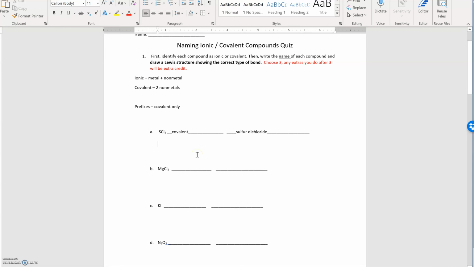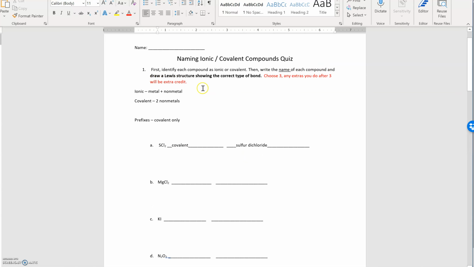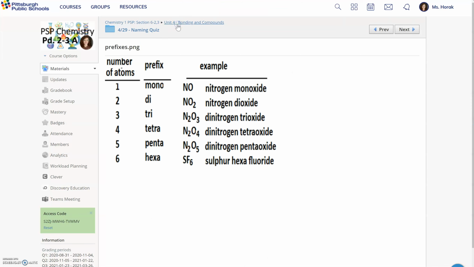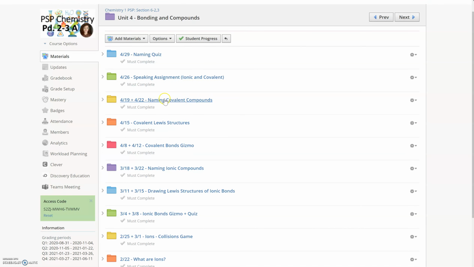I'm going to show you guys how to do Lewis structures. I'm going to do another example that's ionic too, and show you the Lewis structures for both. I want to point out I'm using this quiz as my example, but the naming part will also help you if you need to make up the assignment naming covalent compounds, or the covalent Lewis structures, which I'm covering in this video too. This is our final quiz for these two assignments, so you can do the Lewis structures, the naming, and the quiz based on what I'm covering in this video.